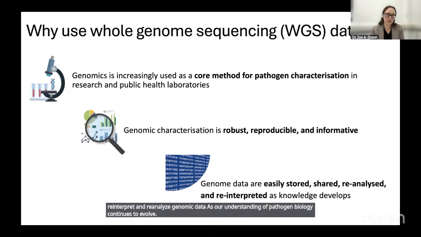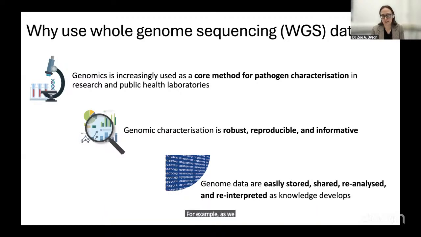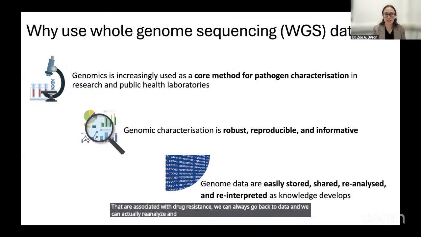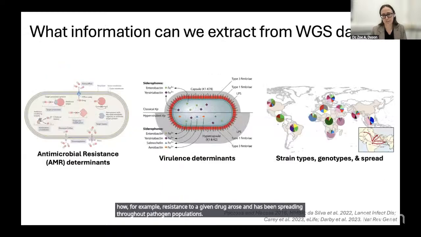For example, as we understand new molecular mechanisms like genes or mutations that are associated with drug resistance, we can always go back to data and we can actually reanalyze and reinterpret data to understand best when, where, and how, for example, resistance to a given drug arose and has been spreading throughout pathogen populations.